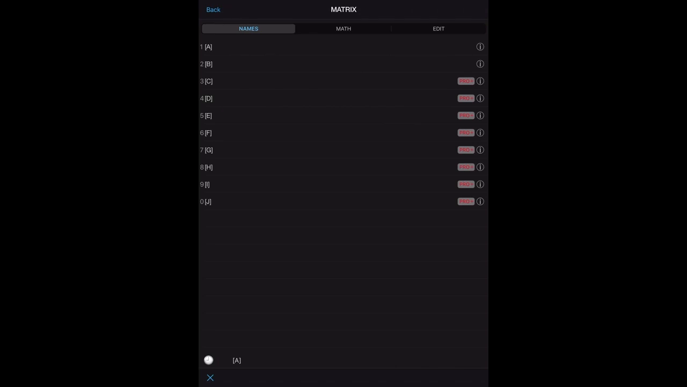Now, I'm in the matrix setting on my calculator. What I want to do is go over to Edit. You'll see that I have a bunch of matrices here. They're labeled matrix A, B, C, D, E, F, G, etc. I can pick any one of these, so I'm going to pick matrix A, and I'm going to edit it.